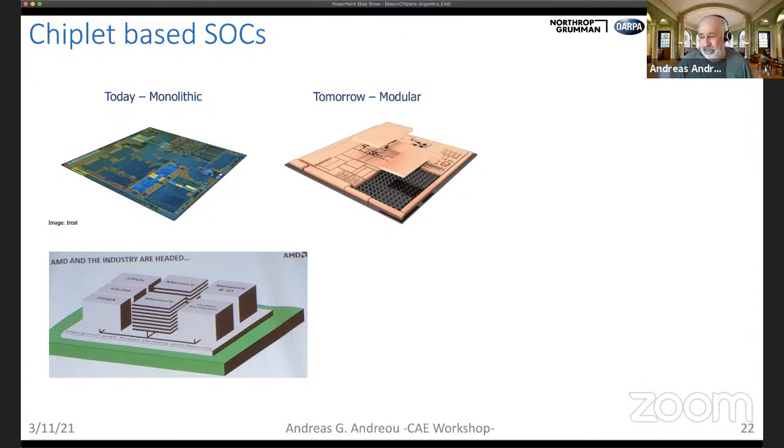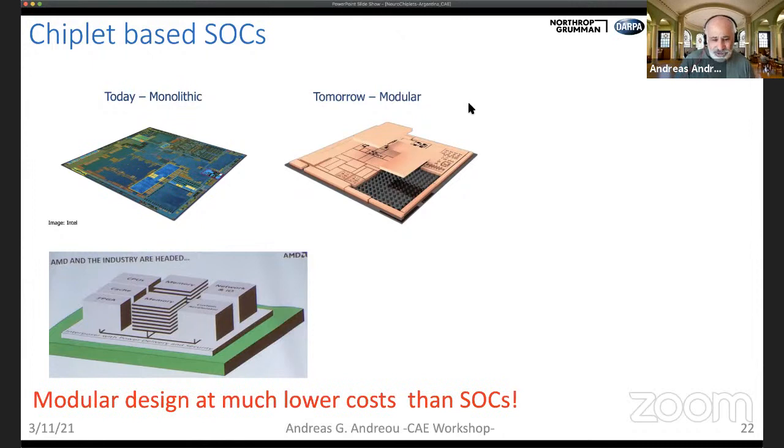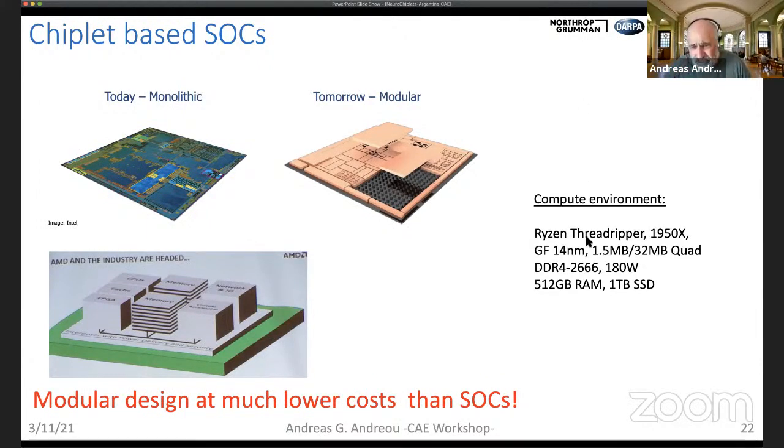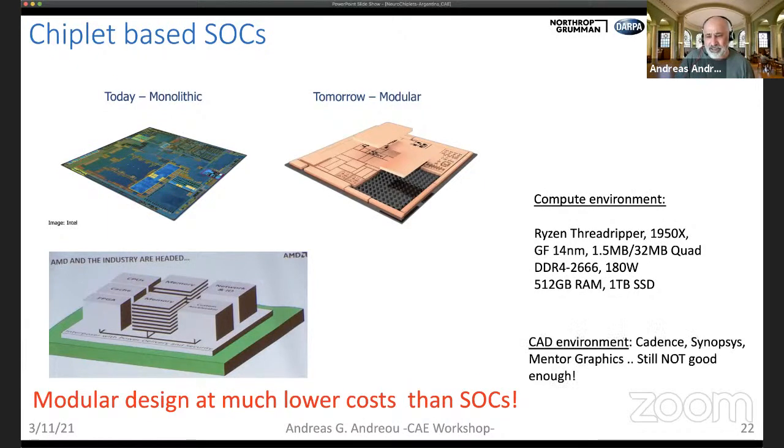This conceptual description materialized through an experimental architecture that predated the Vega architecture of AMD. The Fiji architecture was kind of the first interposer architecture using this chiplet-based approach. The reason this is effective is that modular design is much lower cost than system on chip. Today, the Ryzen Threadripper has quite a bit of memory, 32 megabytes of cache memory, and it is basically a chiplet architecture. Again, today, for the state of the art we use Cadence and Synopsys tools, and they're still not good enough.